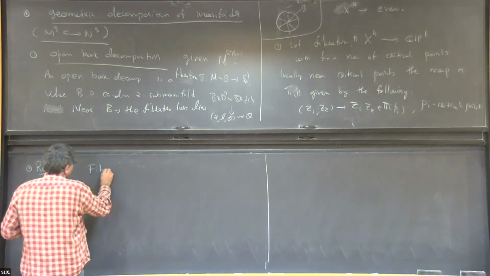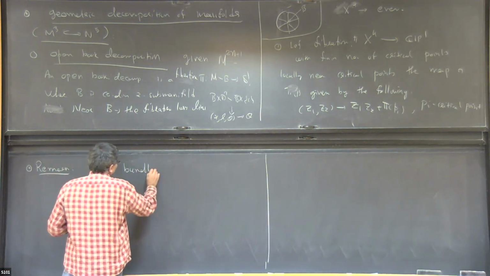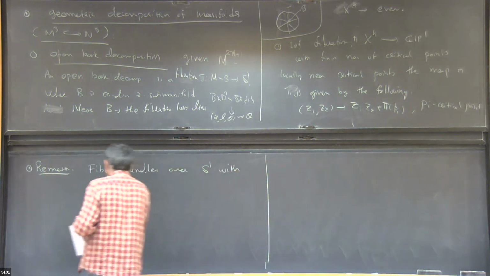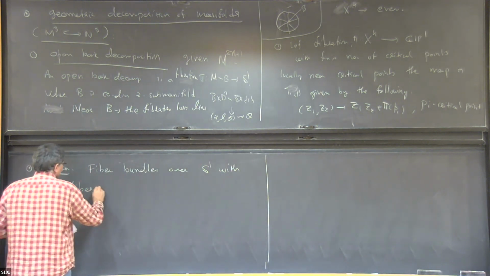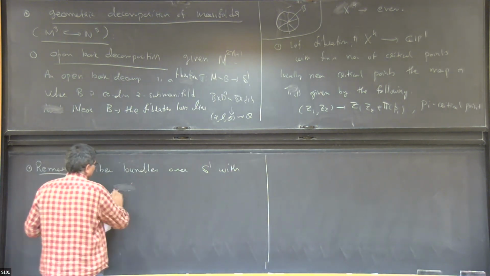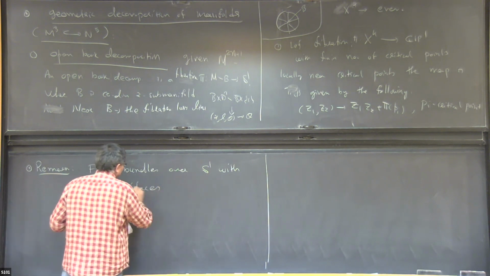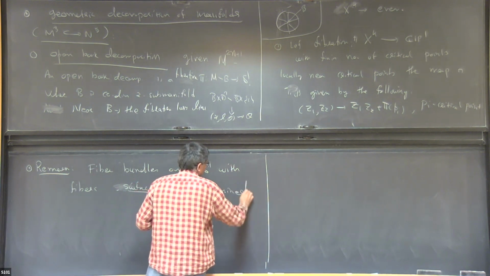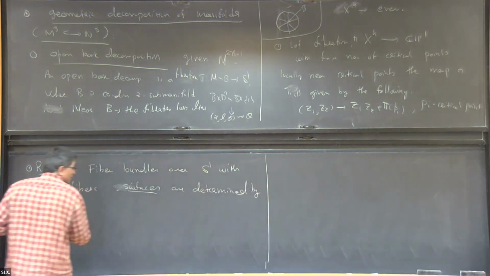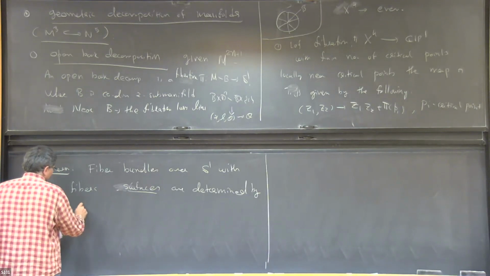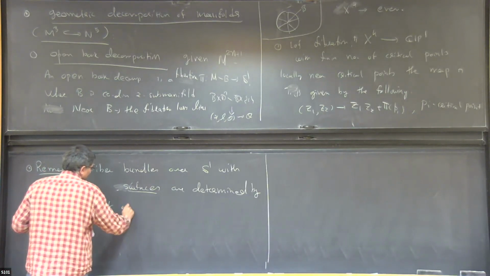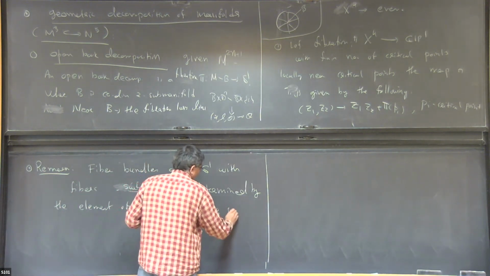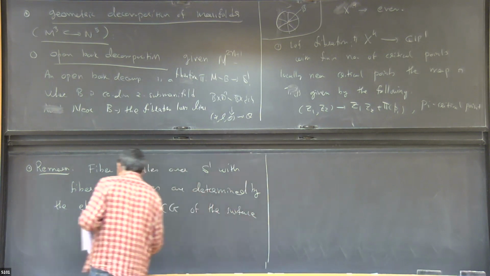Fiber bundles over S1 with fibers a surface correspond to an element of the mapping class group. This corresponds to the monodromy.